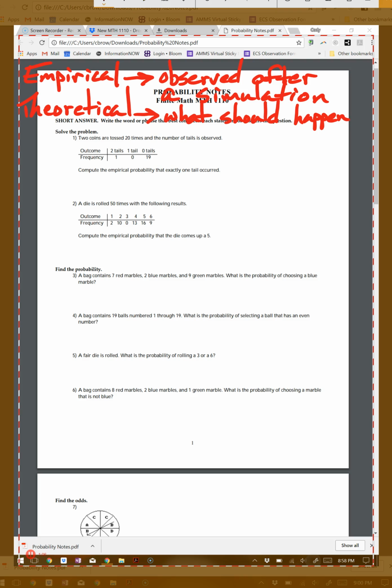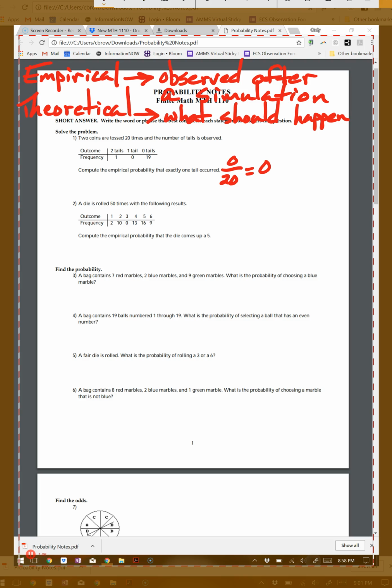Based on what we see up there, one tail happens 0 times. So this happened 0 out of 20 times. Now we all know we reduce that to 0. So empirically, that means it didn't happen. Theoretically, 0 means something a little different. We'll talk about that once we get into some theoretical probability.